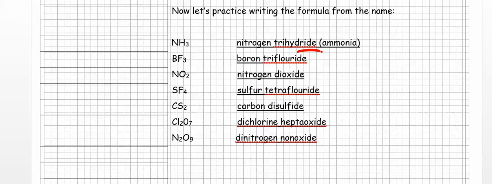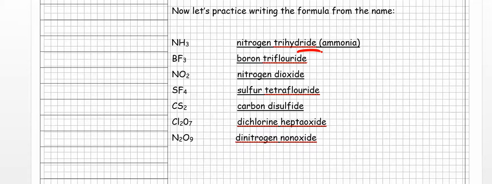The next is BF3. This would be called boron trifluoride. Again, don't call it monoboron trifluoride. It's just boron trifluoride. The tri, of course, being for the 3 fluorines. NO2, what would that one be? Nitrogen dioxide. Di for 2, right? So nitrogen dioxide.